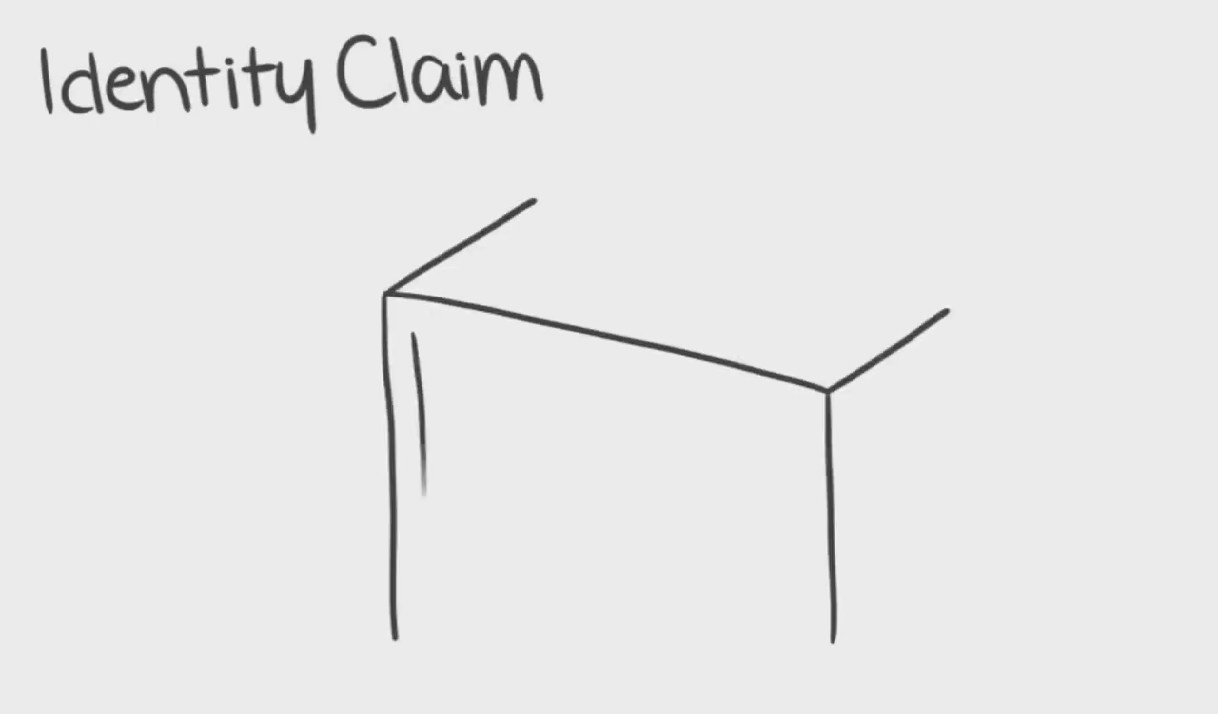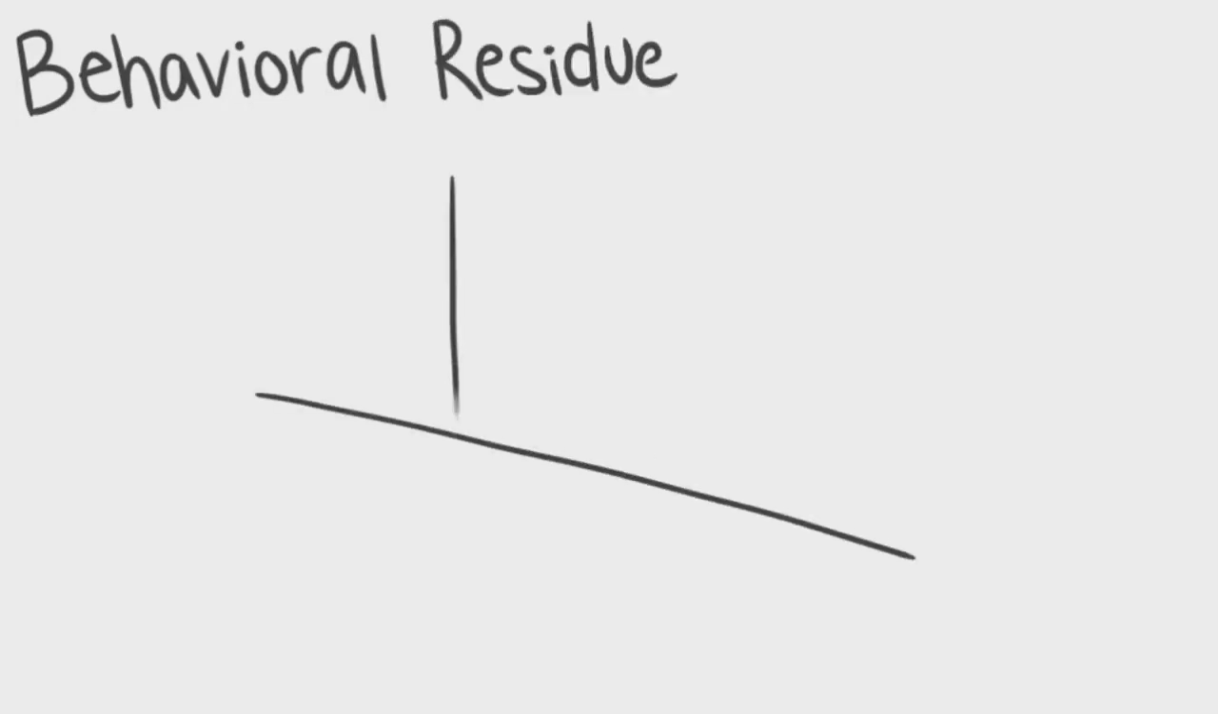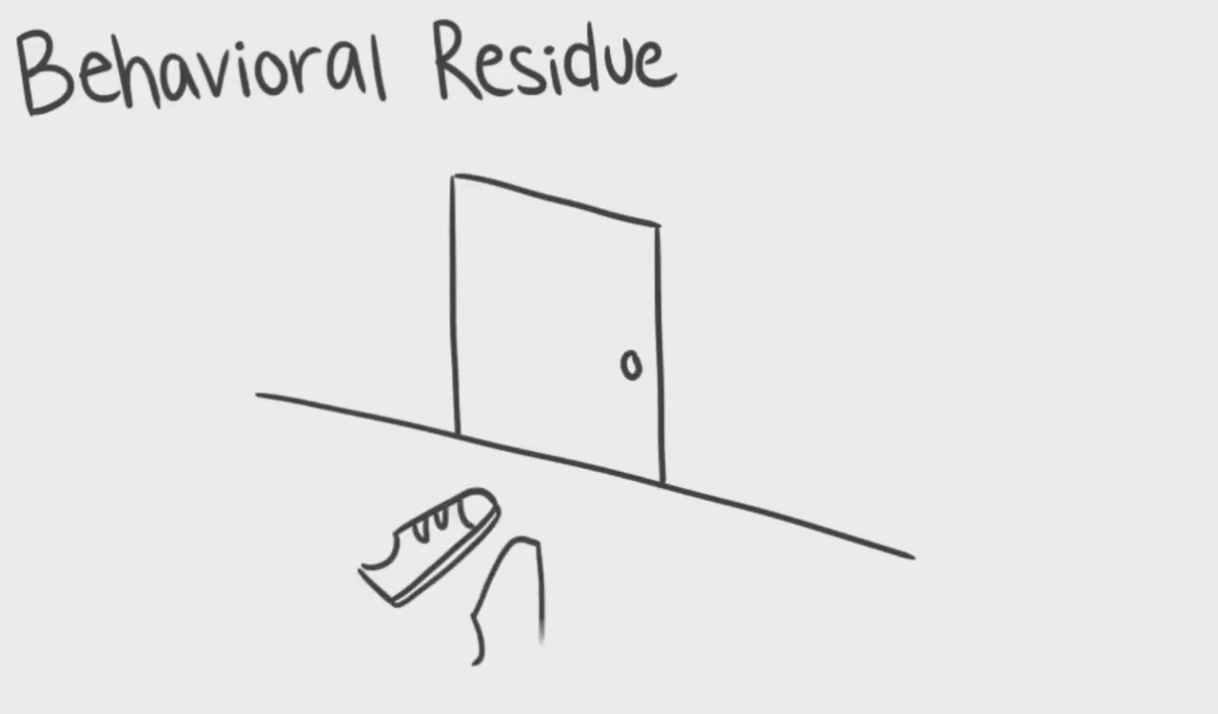For example, putting your favorite books on a shelf serves as an identity claim, because the people who enter your room can instantly get a good perspective of the things you're interested in. Behavioral residue, on the contrary, is the unintentional result of your behavior. If you leave your shoes scattered around the floor, it's probably because you're lazy. You didn't intentionally leave them there to give the impression that you're unorganized.